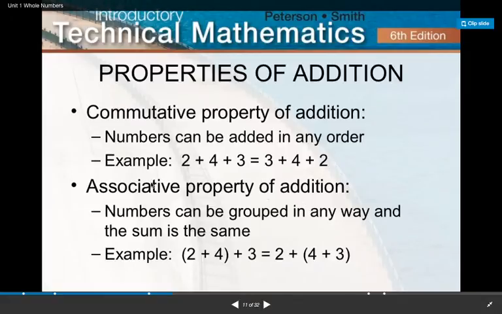The other property of addition is the associative property. It says that numbers can be grouped and the answer will still be the same. We know from order of operations, when we have parentheses, we're going to do whatever's in the parentheses first. So over here we have 2 plus 4, which is 6, and then we add that to 3, which is 9. Over here we have 4 plus 3, which is 7, plus 2, which is also 9.